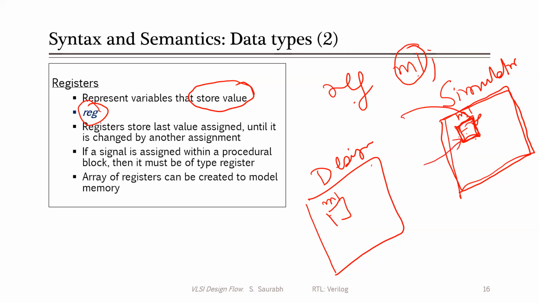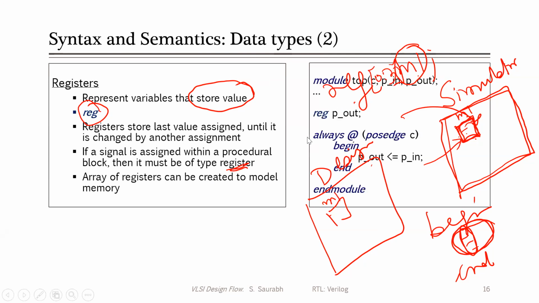So once a statement assigns a value, the register holds it in the simulator until some other statement assigns again. If a signal is assigned within a procedural block, meaning a begin-end block, an always block or an initial block, then the signals written there with output values should be of type register. You can also create arrays of registers, for example 0 to 3, and give vectors and so on, right?